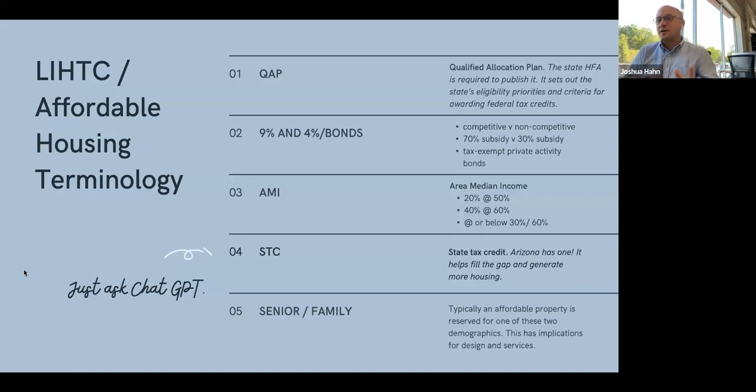And I just want to point out too, if any of this is confusing or you have even more questions about LIHTC and what it means, before this I actually plugged various prompts into ChatGPT, like, tell me about LIHTC like I'm a fourth grader, and it actually spits out some really good stuff. So definitely check that out. It could help. Next slide, Serena.